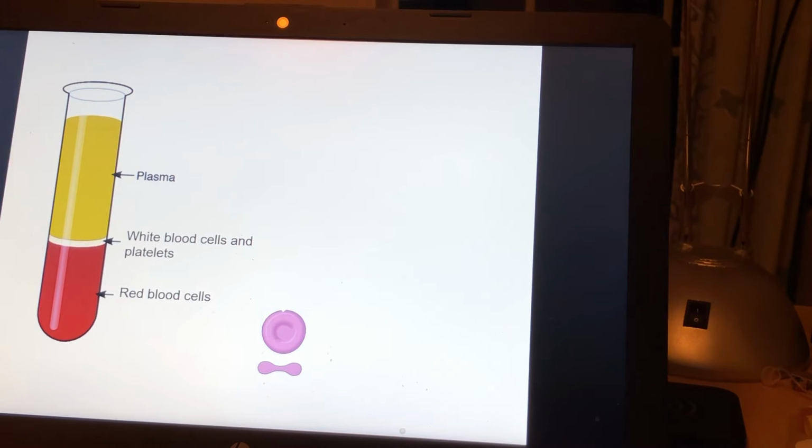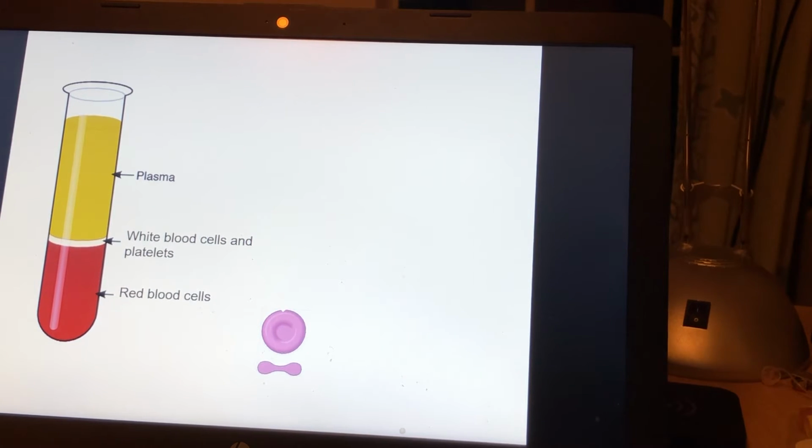One unusual thing about red blood cells is that they do not have a nucleus. You learnt way back in year 8 that every cell has a nucleus. This is the exception to that rule. Red blood cells don't have a nucleus. In fact, some books describe them as anucleate, which means without a nucleus. The fact they don't have a nucleus means that they are absolutely packed full with hemoglobin, so they can carry more hemoglobin and carry more oxygen.